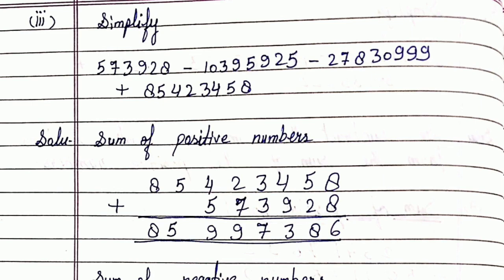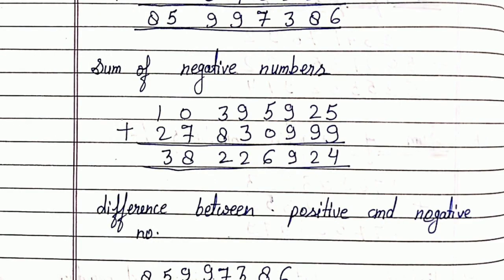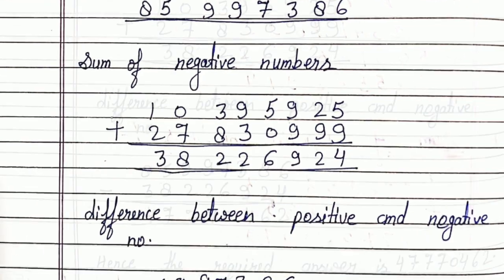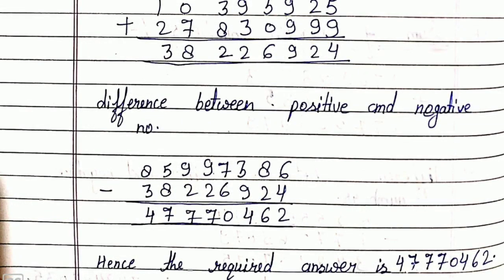Now the same procedure we will follow in the third part also. Here two positive numbers are given, so we will find out the sum of positive numbers, then we will find out the sum of negative numbers, and the third step is to subtract both the sums. The sum of positive numbers we will write on the upper side, then the sum of negative numbers we will write on the downside, and then we subtract them. Hence the required answer we will get is this.